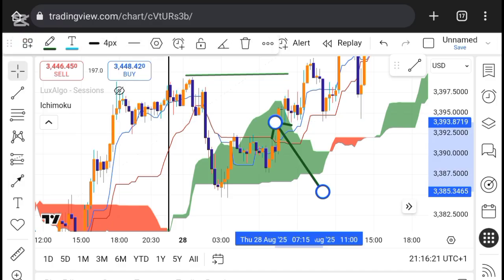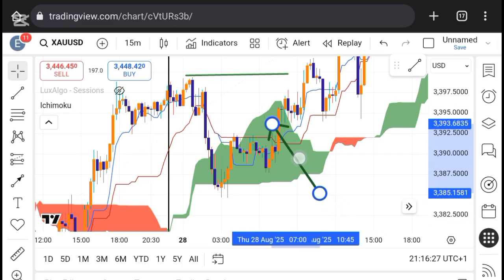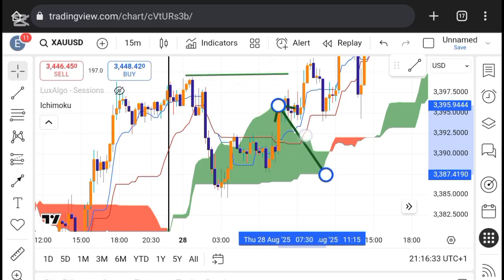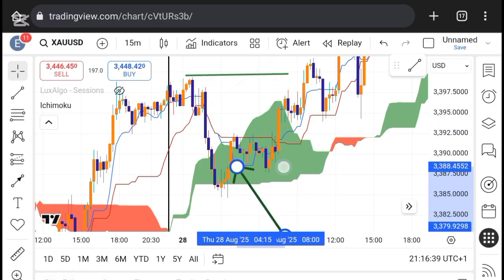So if this cloud happens to be green, this is to say I will only buy. Then if the cloud happens to be red, that is to say I will only sell. So therefore I'm waiting for the market to break out above or break below the cloud.